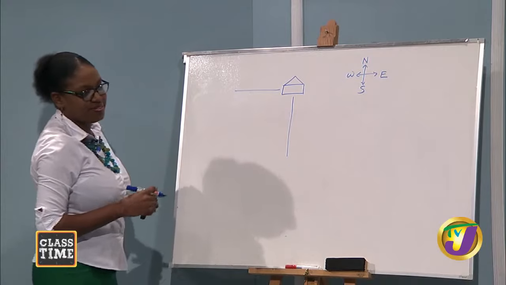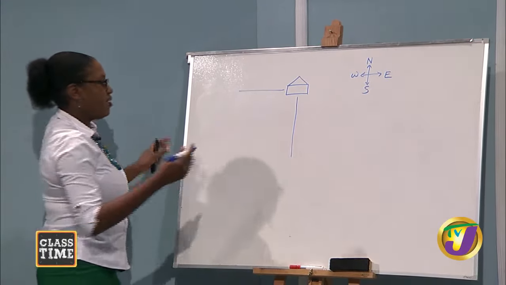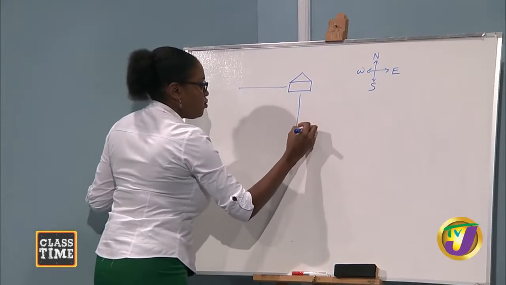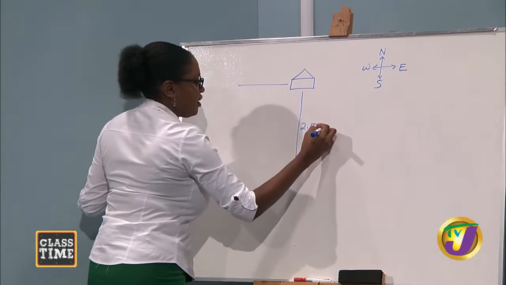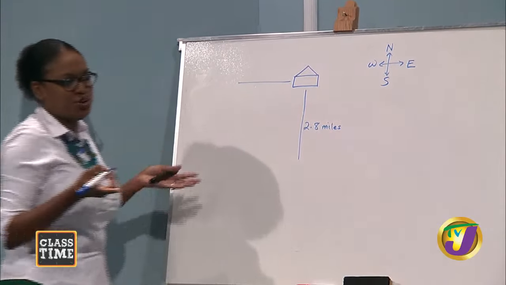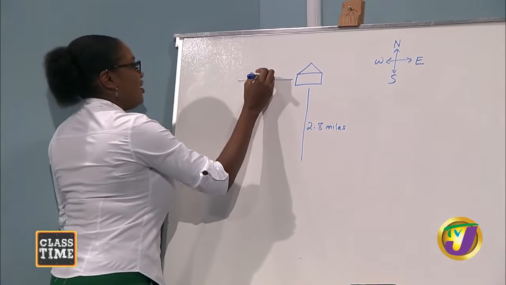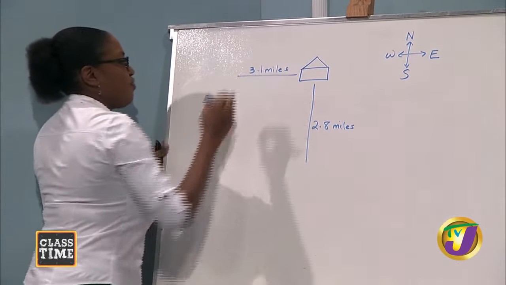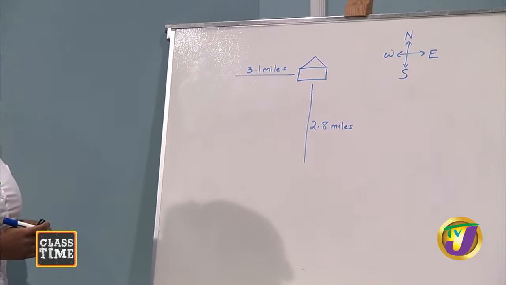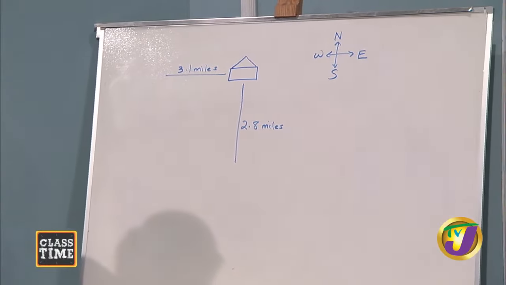The hiker walking south has covered 2.8 miles, so I'm going to be labeling this 2.8. Can I write MI for miles or do I write out miles? It's pretty short, so I could write MI. And the other is 3.1 miles, so 3.1. At that moment, what is the shortest distance between the two hikers?